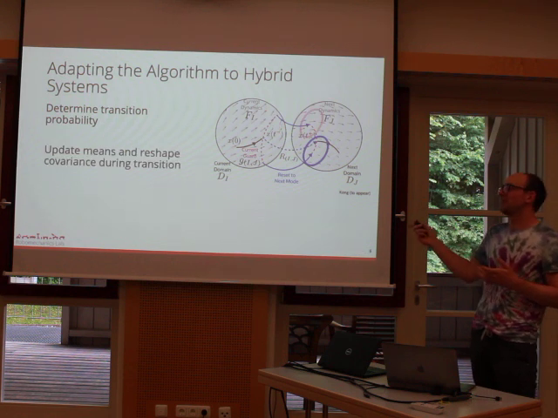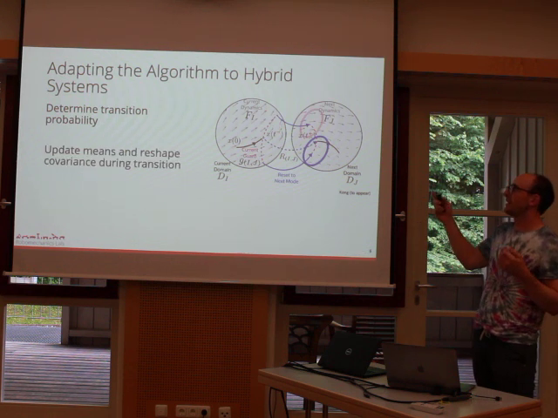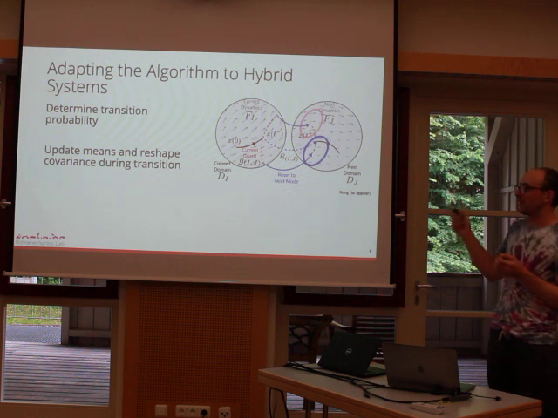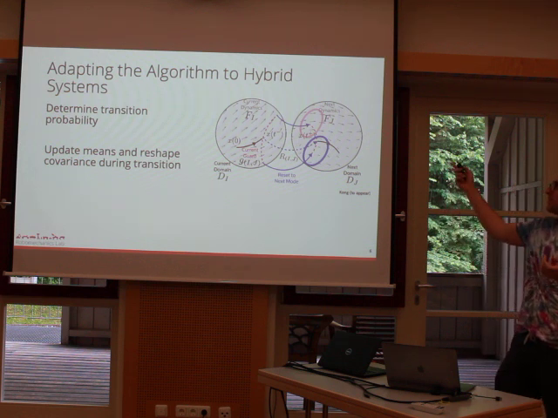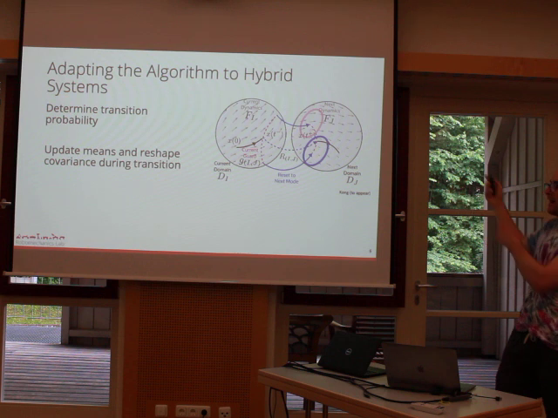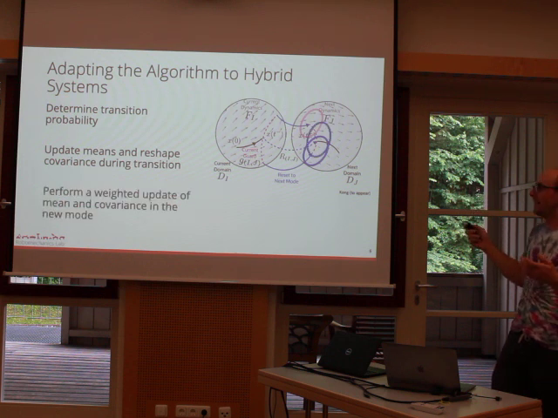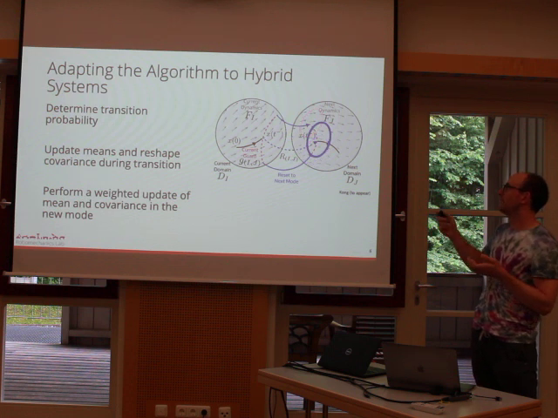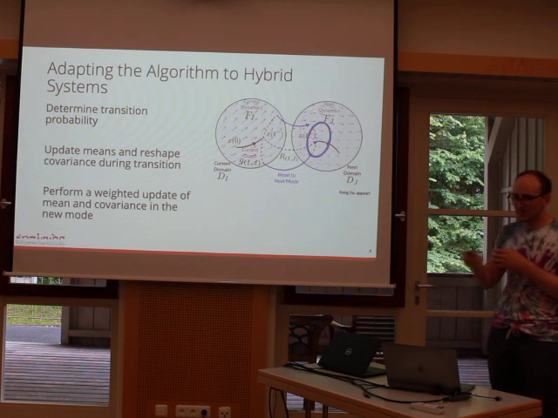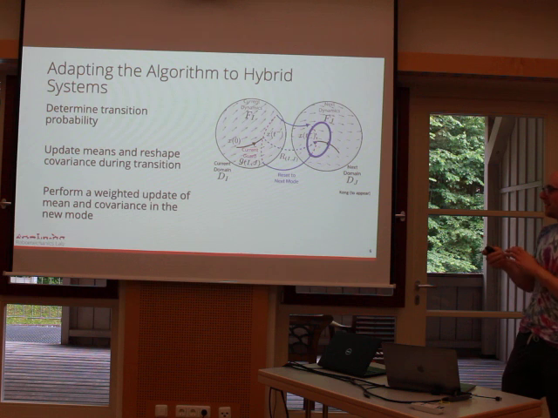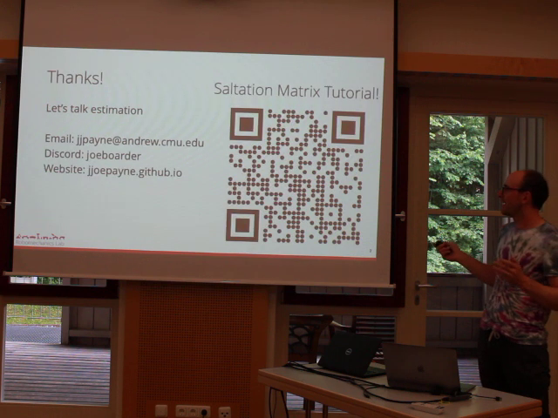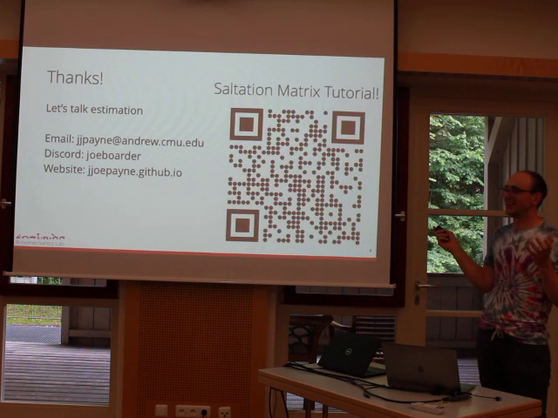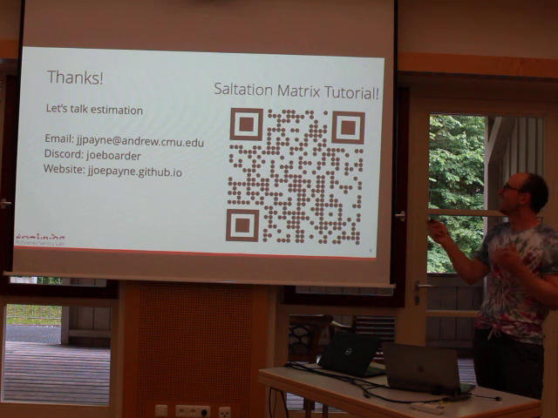And so after you've figured out how much is crossed, you can then use that reset map and this saltation matrix to update your covariance and pass it into another mode, and then just do a weighted update between what was already there and what you've moved there to come up with a new estimate. So that's really what I'm working on here. There's a few other implementation details I'm trying to work out. But yeah, so thanks. Let's talk estimation.